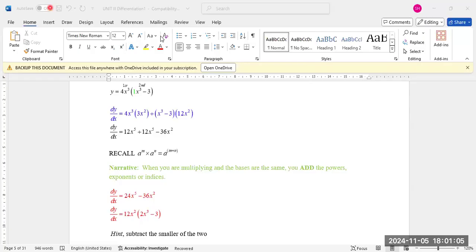I had done the thing, sir, but where I messed up, I did 12x instead of 12x squared. So that's where I messed up. Hence why I didn't understand how you got the 2x cubed. Got you.